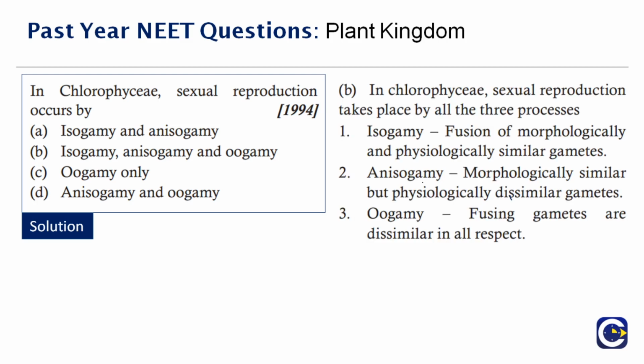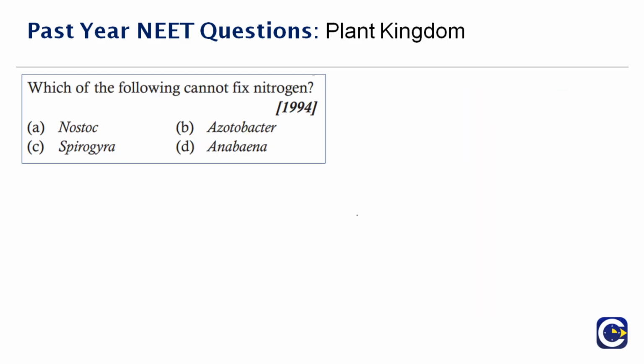So here in your description part, they have given you what isogamy, anisogamy and oogamy mean. Oogamy will be dissimilar in all respects. One will be motile, one will be non-motile. One will be large in size, one will be smaller in size. But this criteria doesn't go for iso and aniso. Iso means same. Aniso is they are morphologically similar but physiologically dissimilar gametes. Okay, the correct answer to this question is option B, isogamy, anisogamy and oogamy. Fine. Now let's move to the next question.